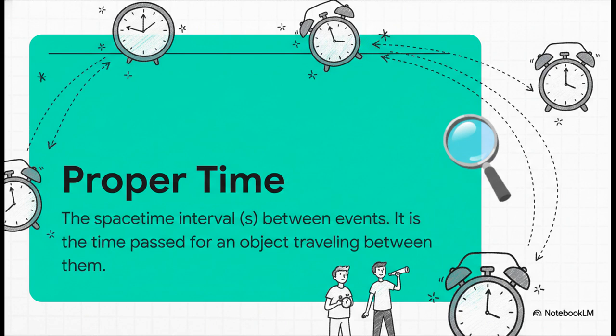And here's the really wild part. Just like that 5-kilometer distance between the houses, this value is invariant. That means every single person in the entire universe, no matter how fast they're moving relative to you, will agree on how much time passed on your watch. This right here is the mathematical origin of time dilation.